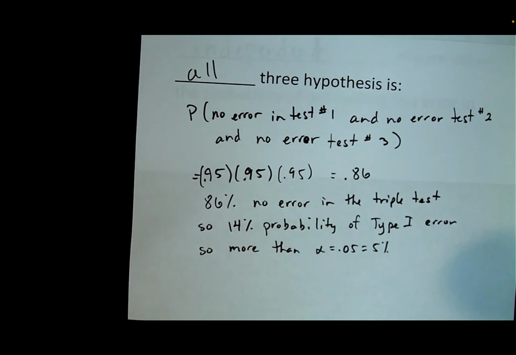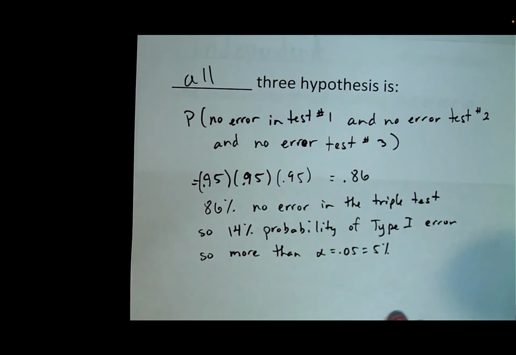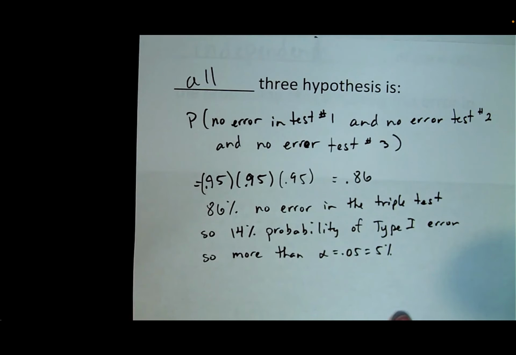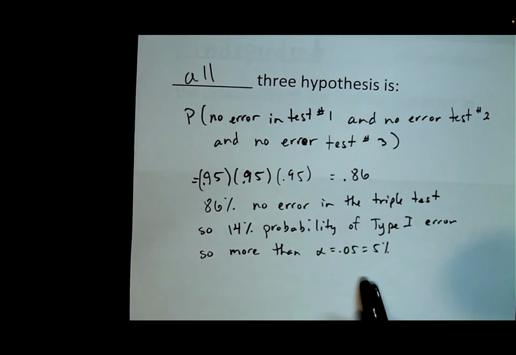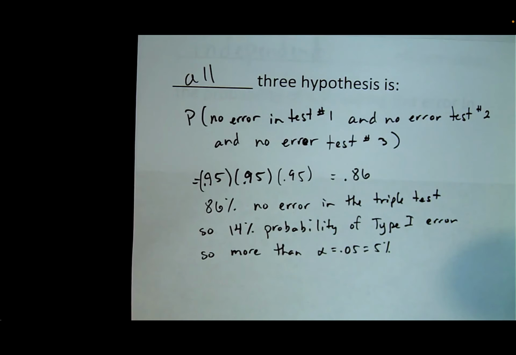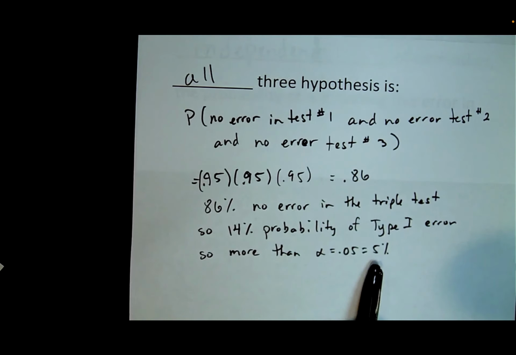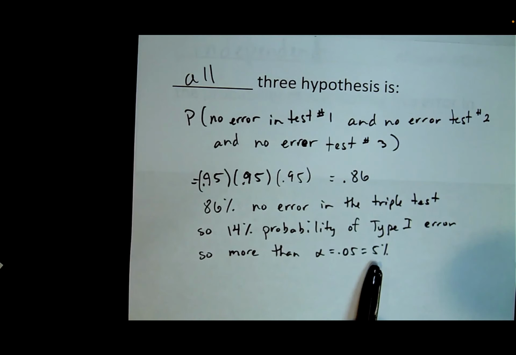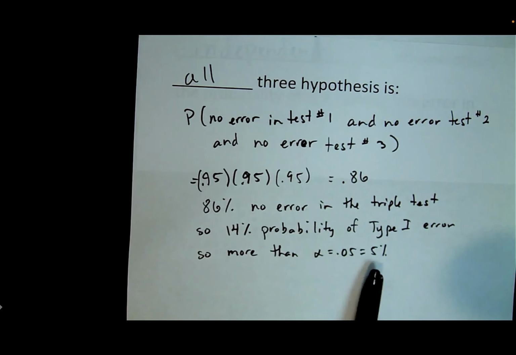Now, you might be able to think of a way of fixing that. It's what I thought of when I first became aware of this problem. What if you didn't want such a big probability of a type 1 error doing 3 tests? Well, sure, you could just lower the alpha for each individual hypothesis test so that it would still come out to be 5%.